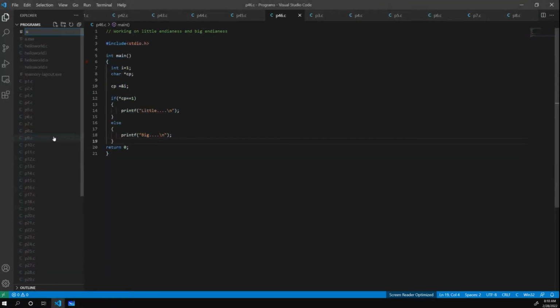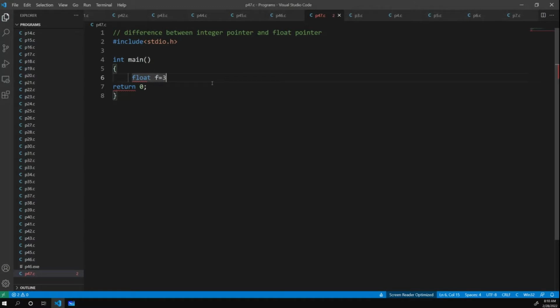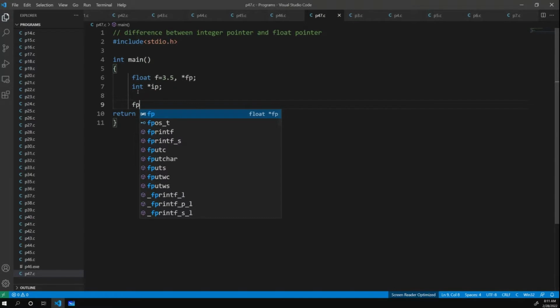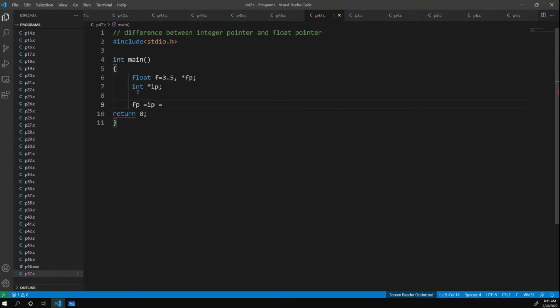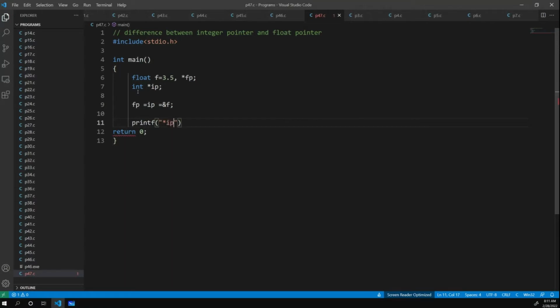Next is the difference between an integer pointer and a float pointer. So float f is equal to 3.5, and I have taken one float pointer and one integer pointer. The float pointer and integer pointer are both set to the address of f. Then printf of star integer pointer with %d, and star float pointer with %f.